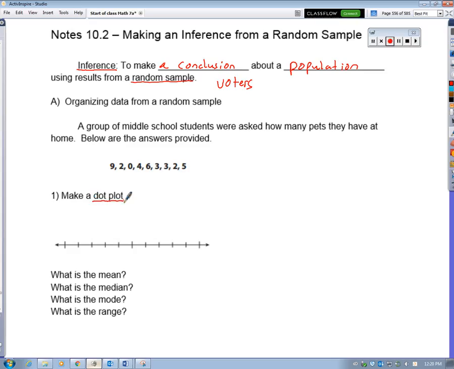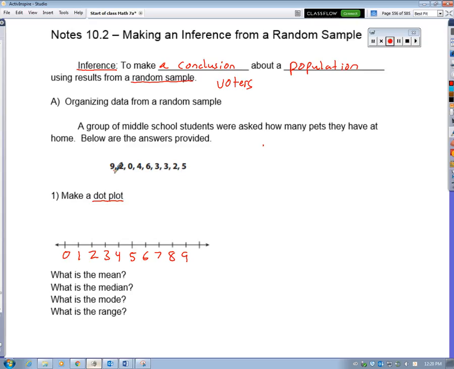Alright, and you guys might have made this before. So we're going to go through and make one of these again. It might just be a review, but we're going to take all of these numbers here and put them on this number line. Okay, so we're going to number this number line using the numbers we have here. The lowest one is 0, so we're going to start at 0, count up on the number line to our highest number, which is 9. Okay, then we're just going to put some dots where we have all of these numbers from this survey.